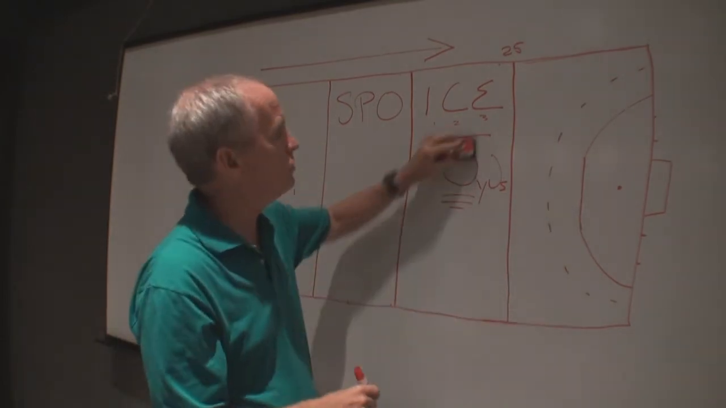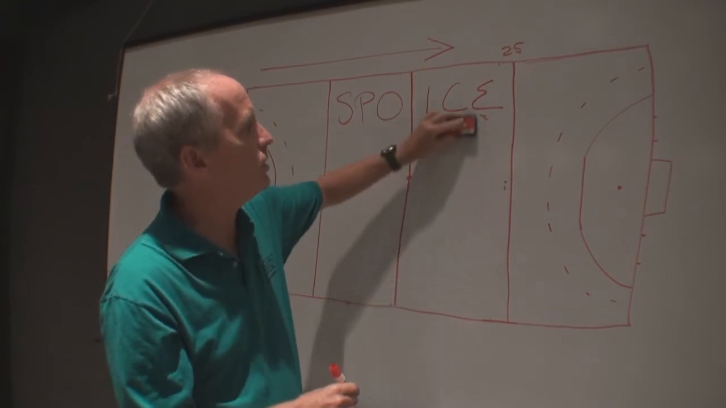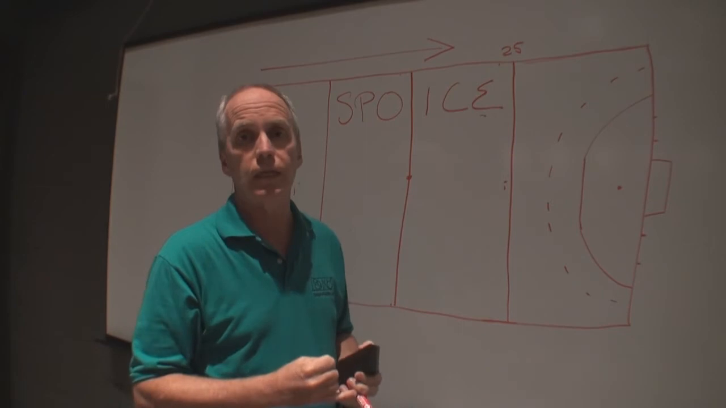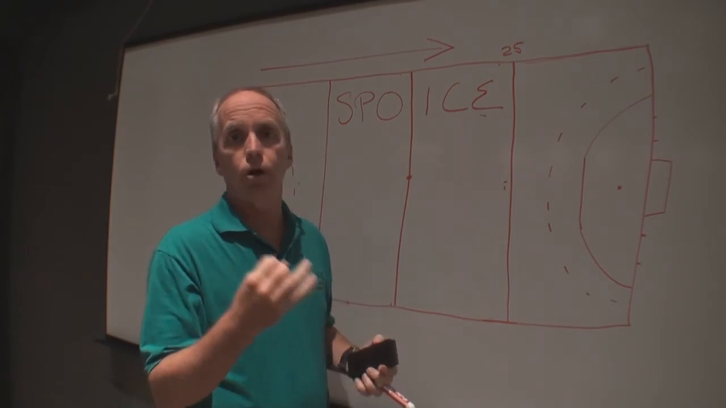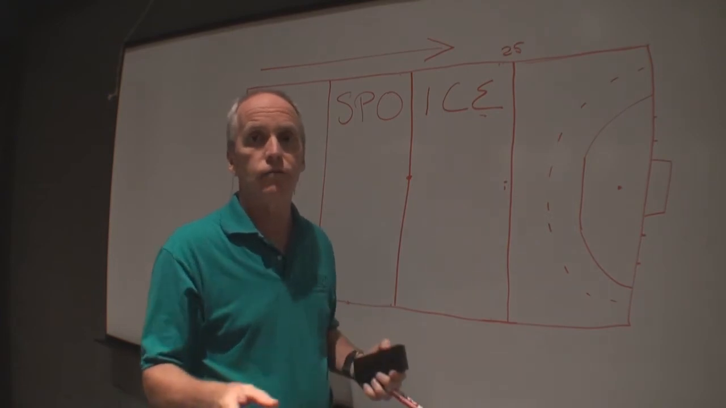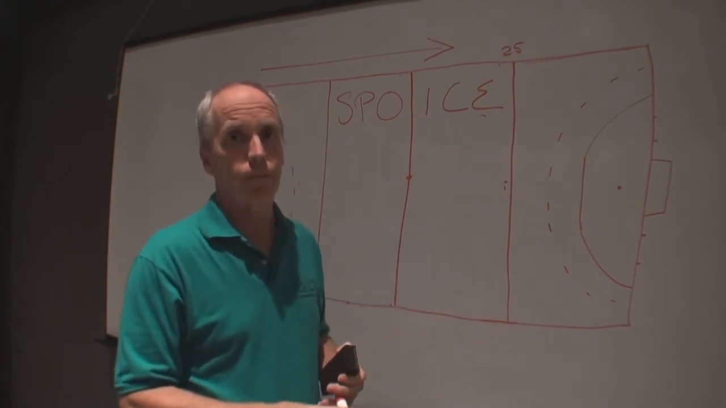So to review those 3 letters, ICE for indirect circle entry: 1, pass to a teammate or play it off of a teammate. 2, play it off a defender. Or 3, amass a dribbling distance of 5 yards before going into the circle.